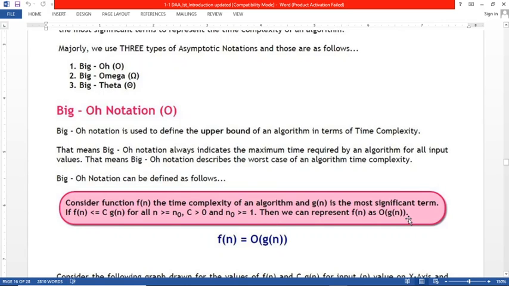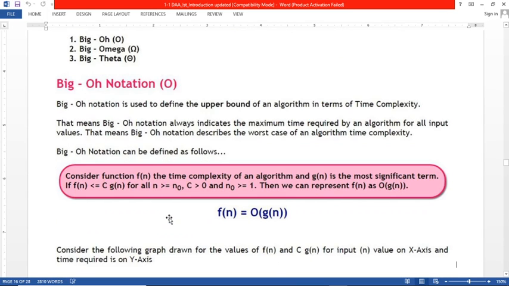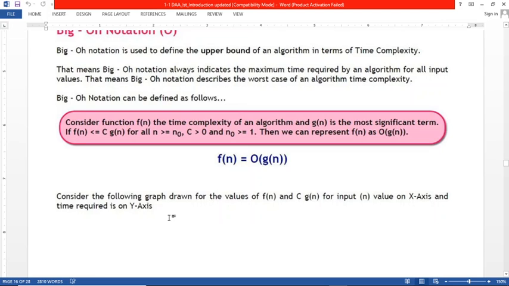Okay, big O of g of n. f of n is equal to big O of g of n. So whatever the time complexity of f of n, that is equal to big O of g of n. I will solve one example here, then you will easily understand.